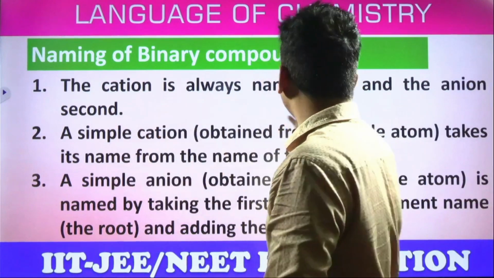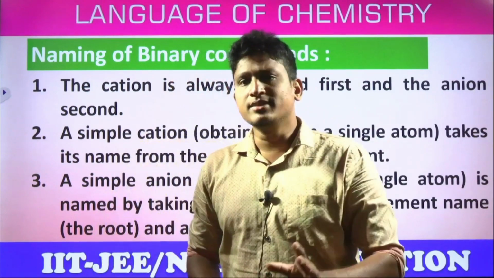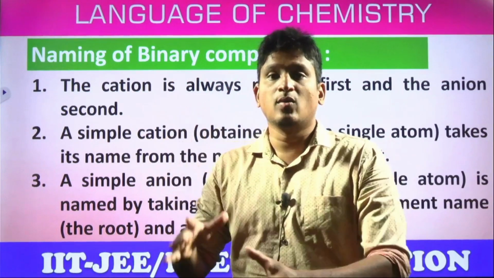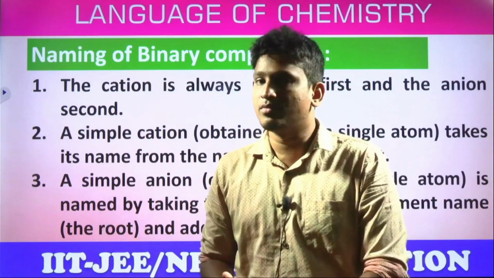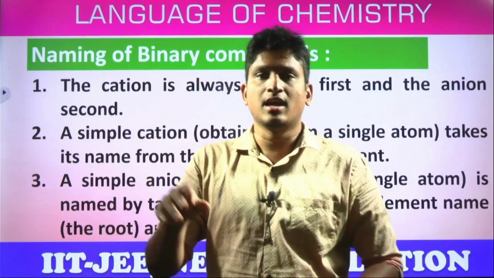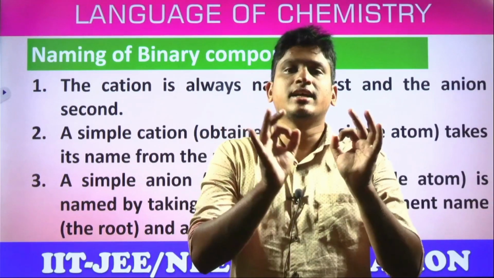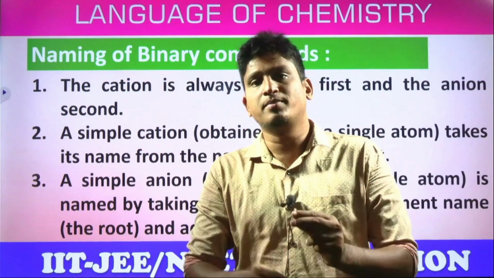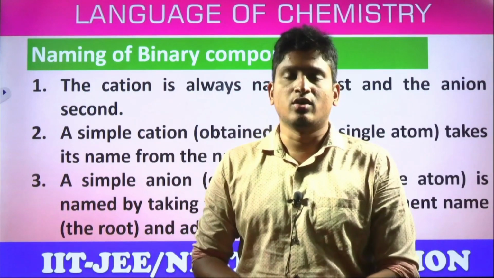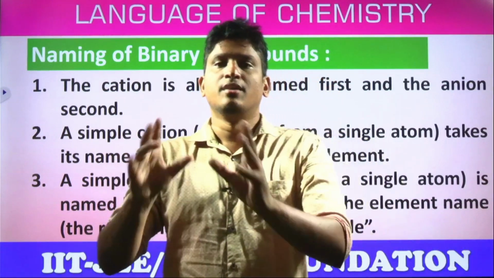A cation is always named first and then the anion. Are we saying chloride sodium? Are we saying chlorine sodium? No. What are we saying? Sodium chloride. What is the formula? NaCl. Are we writing ClNa? No. According to IUPAC, a metallic cation should be represented first, followed by a non-metallic anion. Why? That's a rule given by IUPAC, which gives certain guidelines for naming the compounds.